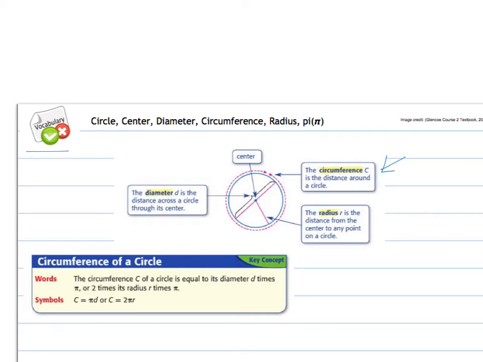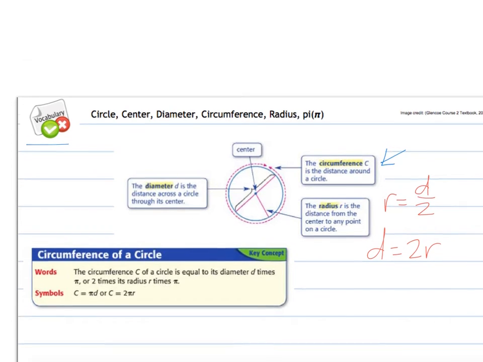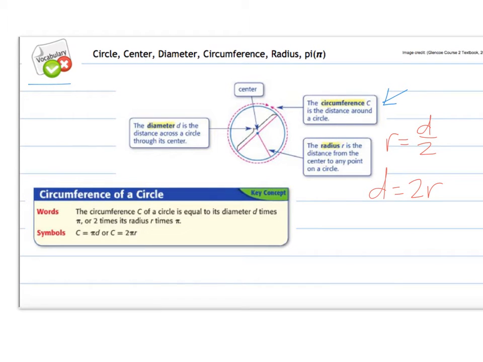The radius is half of the diameter. Or you could say that the diameter is 2 times the radius. You'll need that later. Center of the circle is here. Our formula for circumference is the circumference of a circle is equal to the diameter times pi, or 2 times its radius times pi. So when you're given the diameter, generally you'll use this one. When you're given the radius, you'll use this one.